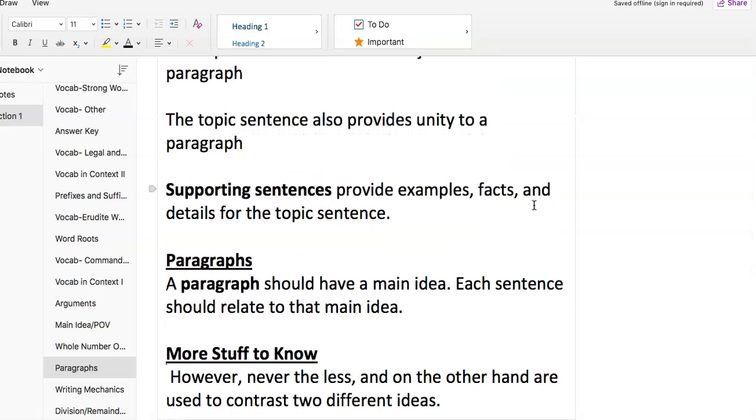Okay. Every paragraph should have a main idea. Each sentence should relate to that main idea.